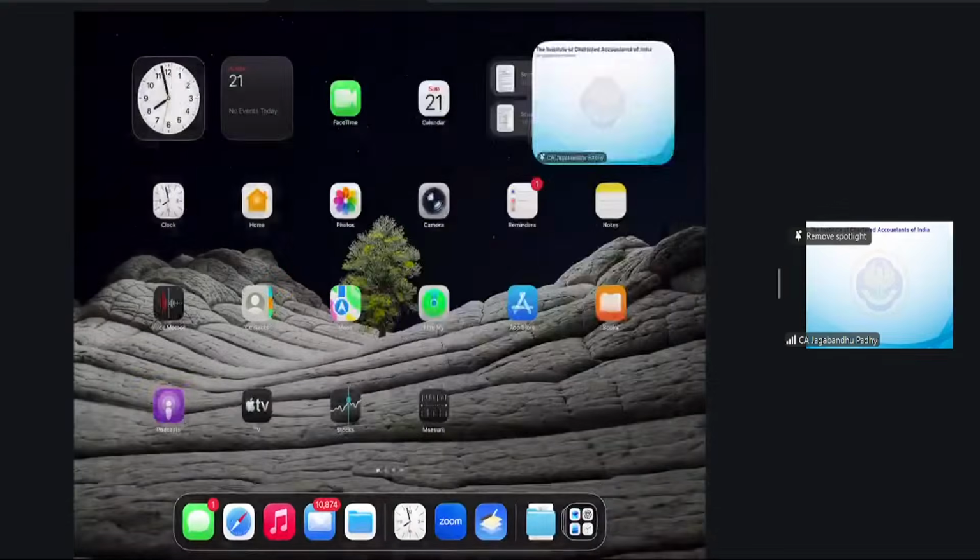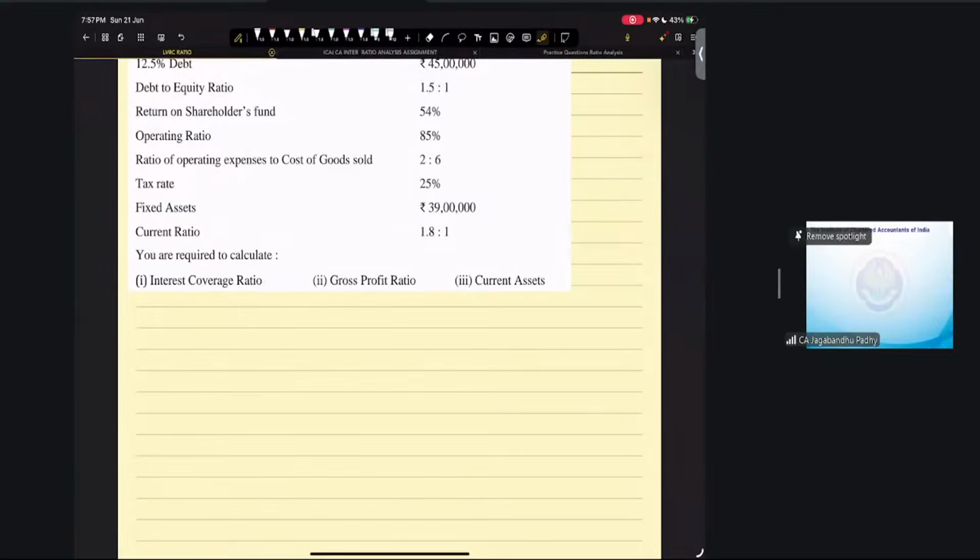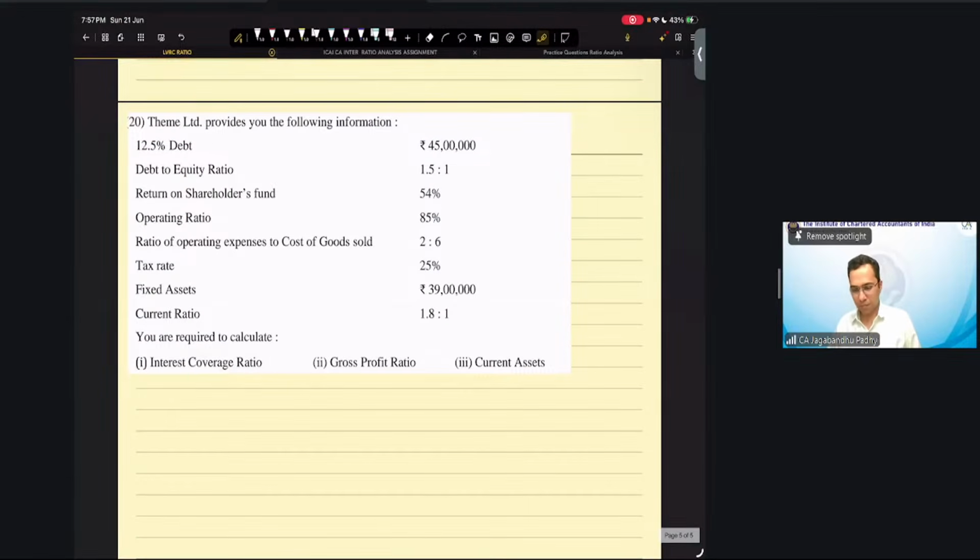Okay, so let's look at the answer for this now. The information is provided with regards to the debt to equity ratio, return on shareholders funds, operating ratio, ratio of operating expense to COGS, tax rate of 25%. Fixed asset is 39 lakh. Current ratio is 1.8:1. We are required to calculate the interest coverage ratio, gross profit ratio, and current assets.